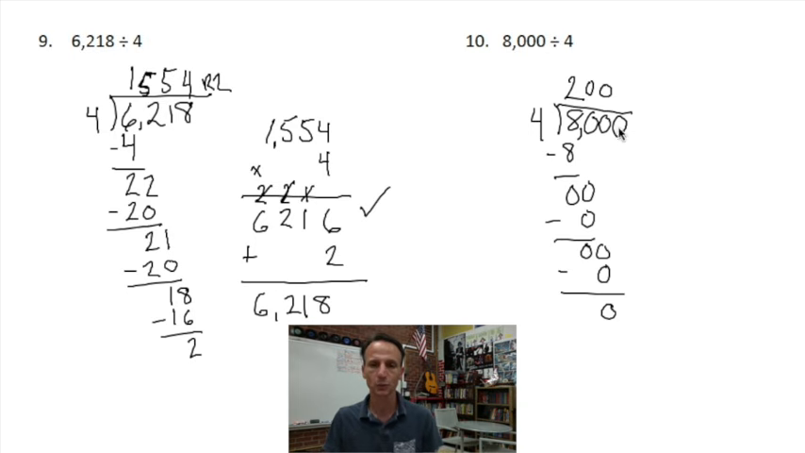Now I can divide up the 1s. So I have 0 1s. How many 4s in 0? There are 0 4s in 0, because 0 times 4 is 0. When I subtract, I'm left with 0, so no remainder.